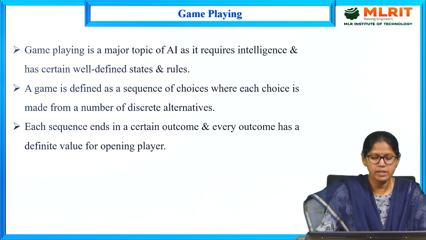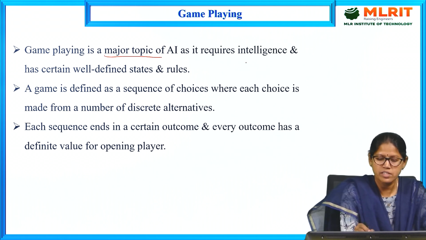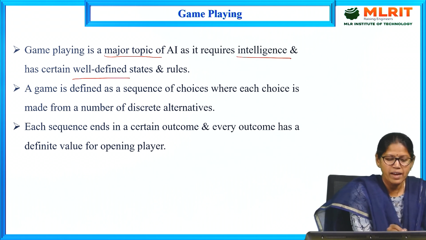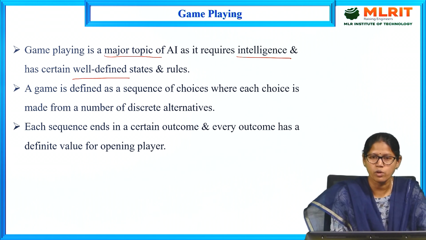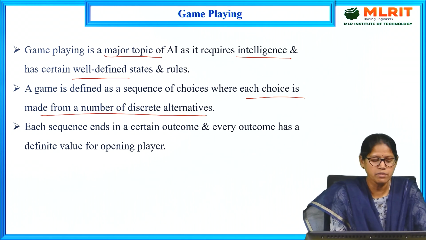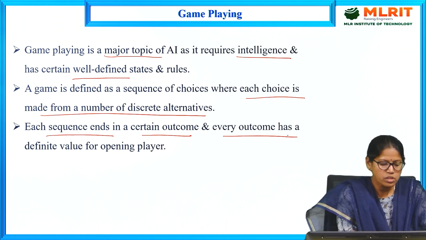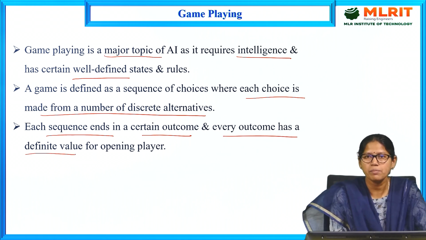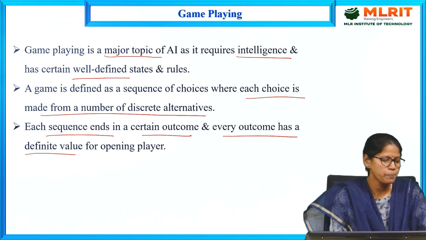So in game playing, as I already said, it is a major topic of AI. It requires intelligence and has certain valid defined states and rules. Here we have a sequence of choices where each choice is made from a number of discrete alternatives, and each sequence ends in a certain outcome. Every outcome has a definite value. For opening play, there are two players or two teams who will play a game. Ultimately, the end of the game is either winning, losing, or a draw.